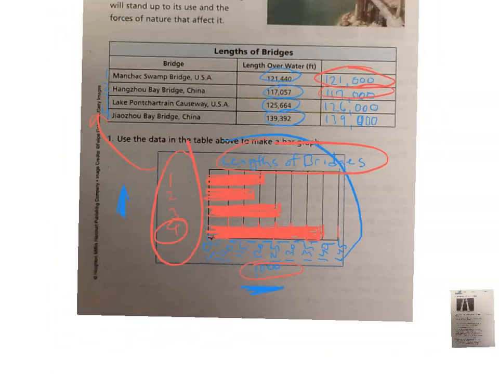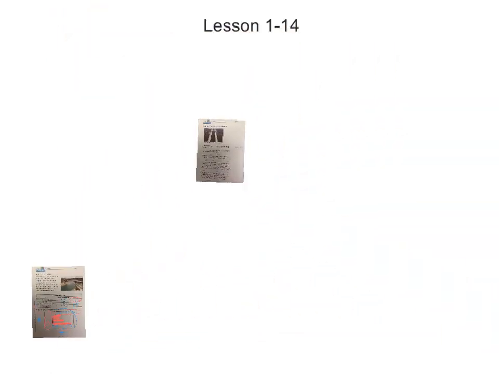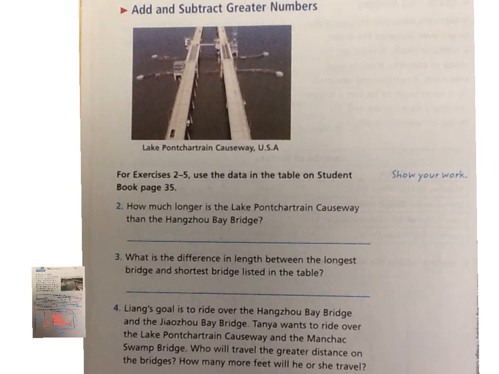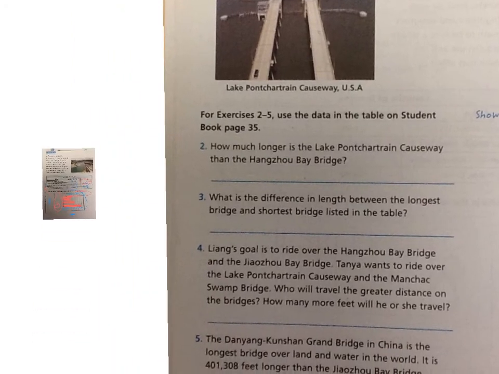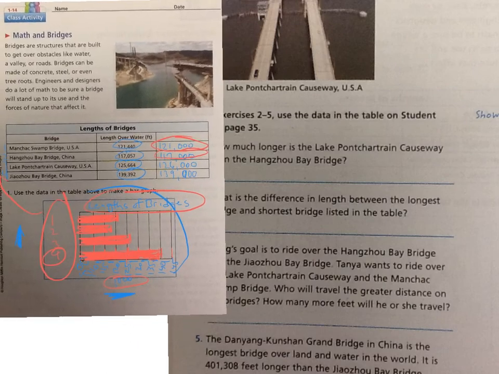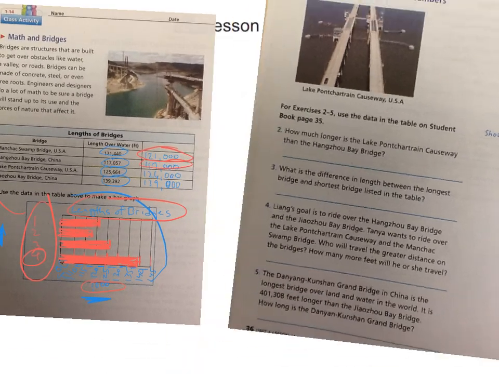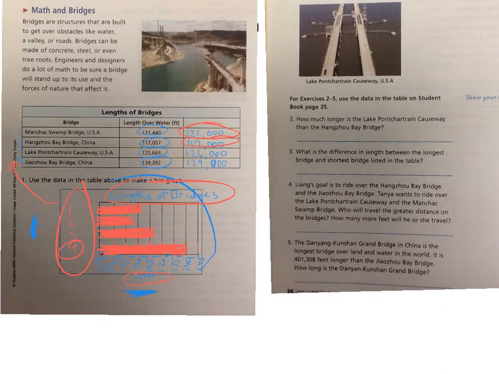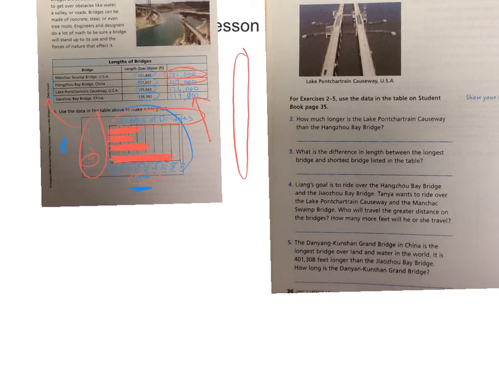All right, so let's get this out of the way. I want to start working on the next page. So turn to the next page. This wants you to add and subtract greater numbers. Okay, so we actually need the data that we collected over here to work on the problems. So notice I created the bar graph using our rounded numbers. But for answers 2 through 5, you need to use the exact number because you want to get an exact answer.